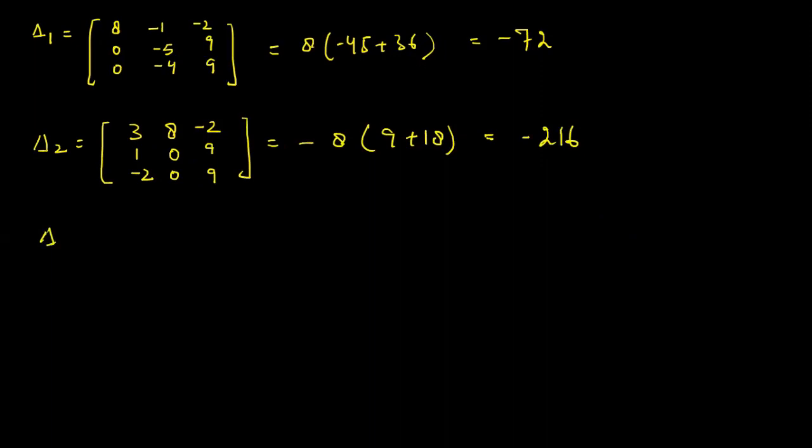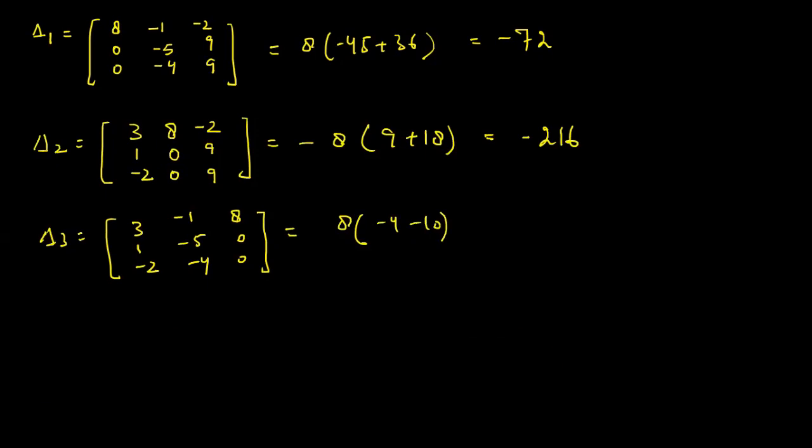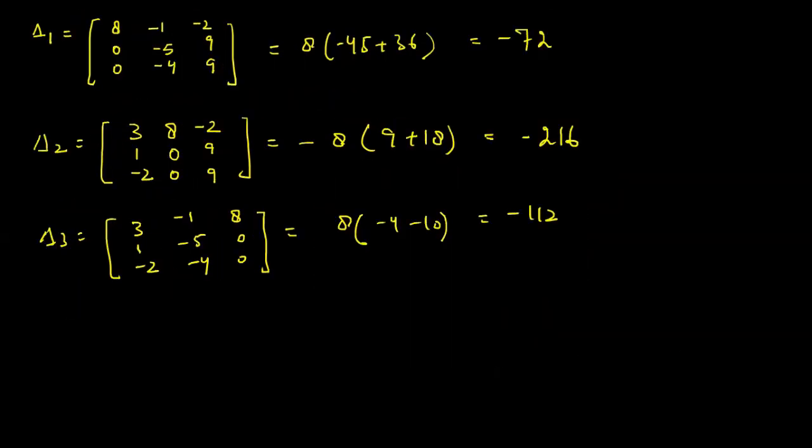And if you see delta 3, the first column and second column will not change. So the second column will also remain the same, but the third column will be replaced with 800. Again, if you are solving it, it will be solved up to this only, 8 only. So you will get 8 times minus 4 minus 10. So it is 8 into minus 14. That is minus 112. And you see delta is already calculated. Then I have got delta 1, delta 2 and delta 3 values also.